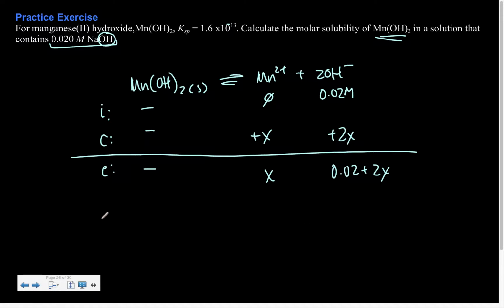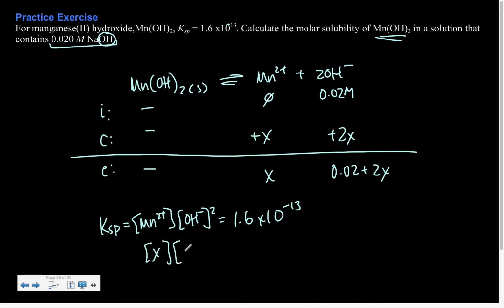Then we just set up my equation. I know that KSP equals my manganese 2 plus times my hydroxide ion squared, which is equal to 1.6 times 10 to the negative 13th, which is now also equal to x times (0.02 plus 2x) squared. If I go ahead and solve for x, x will give me the solubility of manganese ions, which gives me the solubility of my manganese hydroxide.